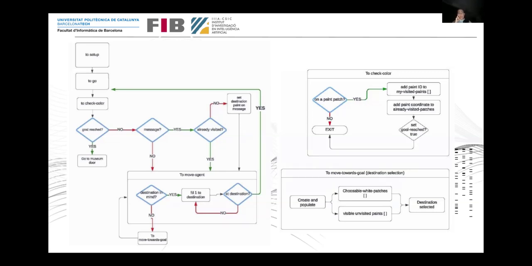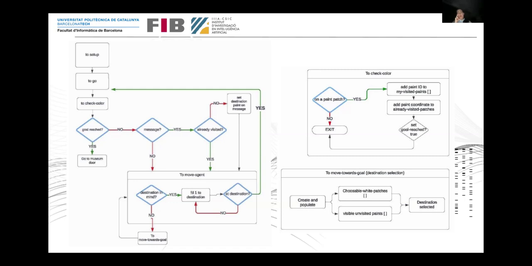So this is the final flow chart of the decision-making process implemented. It is a variation of the two well-known ones for the map.